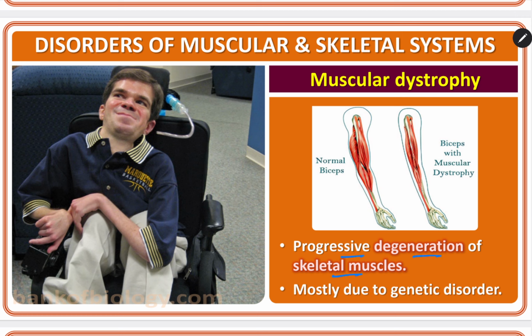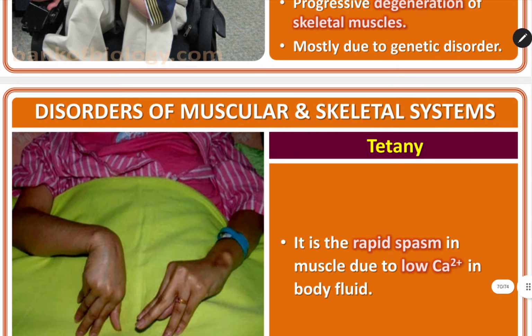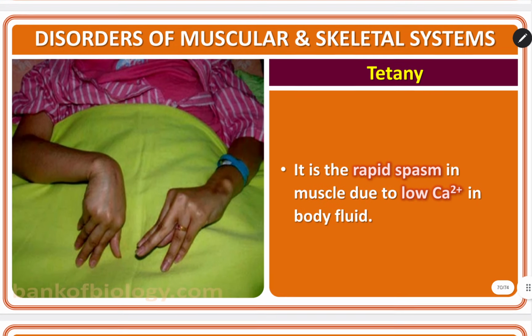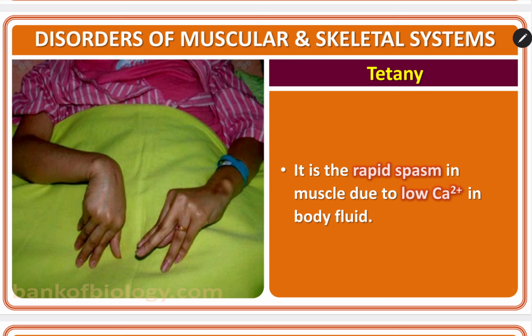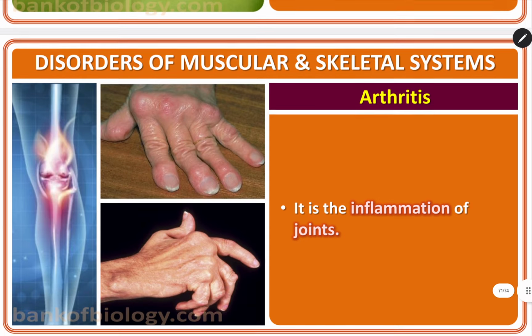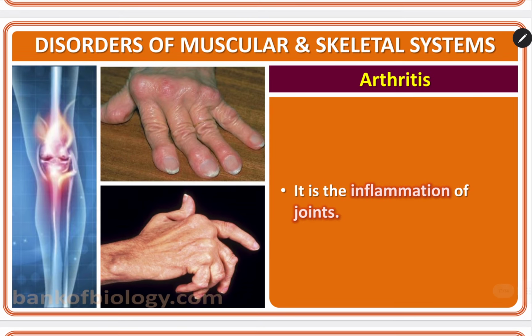Progressive degeneration of skeletal muscles. Here it is a normal bicep and bicep with muscular dystrophy. See the diagrams. Mostly due to genetic disorder. Next is tetany. It is a rapid spasm in muscle due to the low calcium in the body fluid. If the calcium level is low in the body fluid, then tetany will occur like this. See the diagram. Tetany.